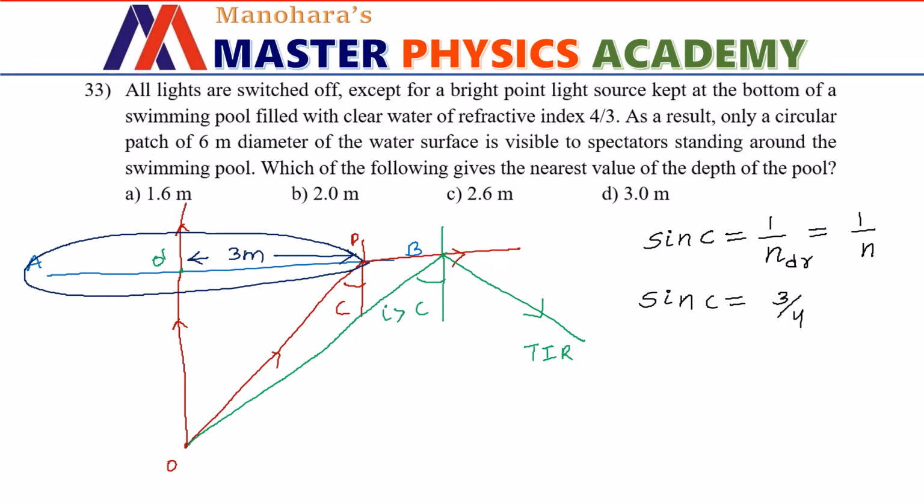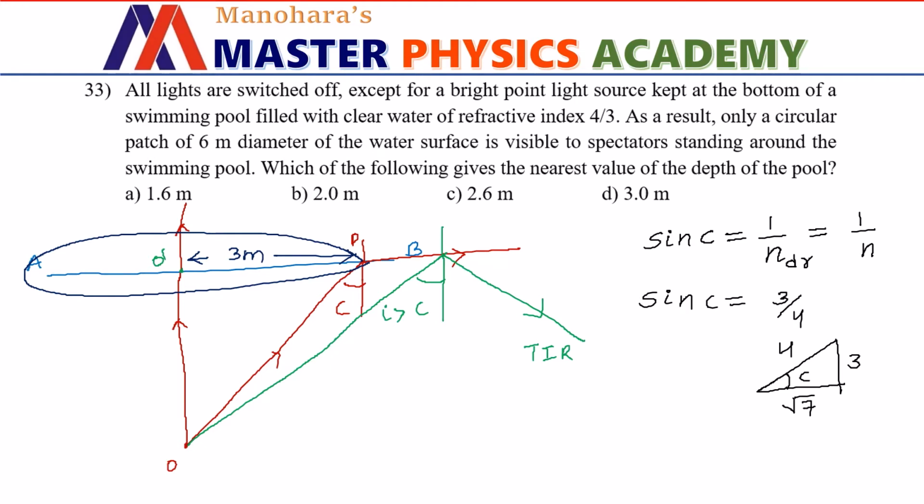Now we shall consider a triangle. Sin C is known to us. Let this angle be C. So the ratios of sides of the triangle will be this way. Opposite will be 3 units. Hypotenuse will be equal to 4 units. Then the adjacent, according to the Pythagoras theorem, is root of 4 square minus 3 square, that is root of 16 minus 9, which is root of 7. So we will be using this in future.